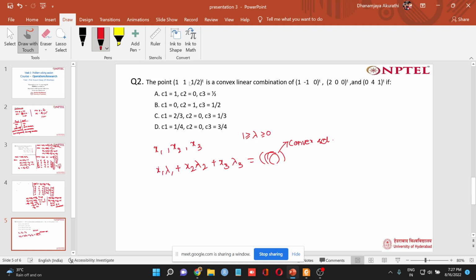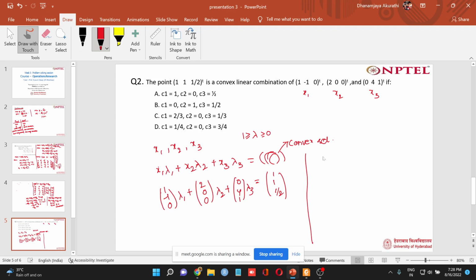So they are saying that the given point is a convex linear combination of these points. Let us assume that these are x1, x2 and x3 and this is the convex linear combination. That means on the RHS side they have already given that (1, 1, 1/2) is the point, and x1 is (1, -1, 0) lambda 1 plus (2, 0, 0) lambda 2 plus (0, 4, 1) lambda 3. So in this case we need to find lambda 1, lambda 2 and lambda 3.